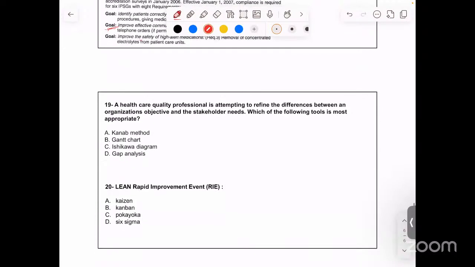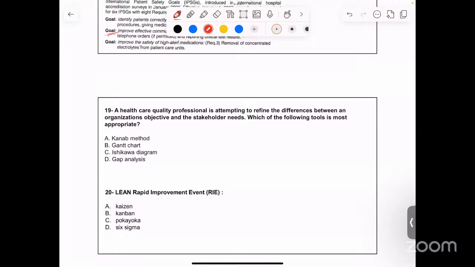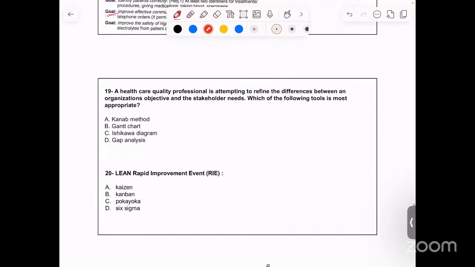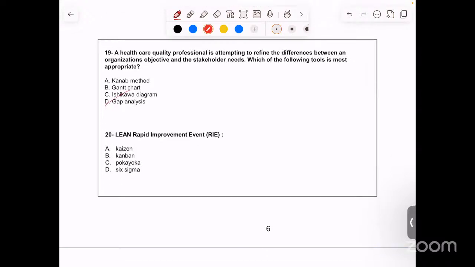19. A healthcare quality professional is attempting to refine the differences between an organization's objective and the stakeholder needs. Which of the following tools is most appropriate? A, Kanban method. Letter B, Gantt chart. C, Ishikawa diagram. And D, gap analysis. Which tool is most appropriate? Okay, this is the gap analysis.